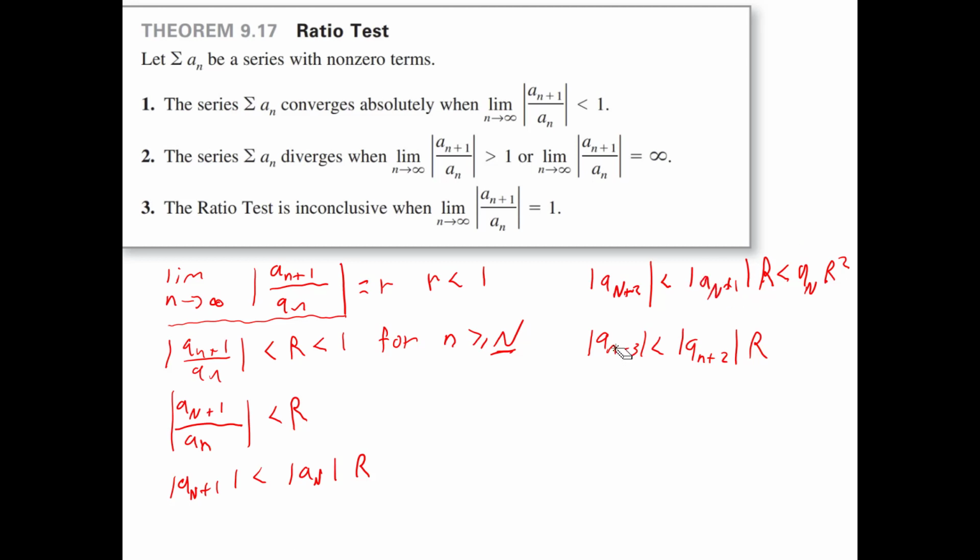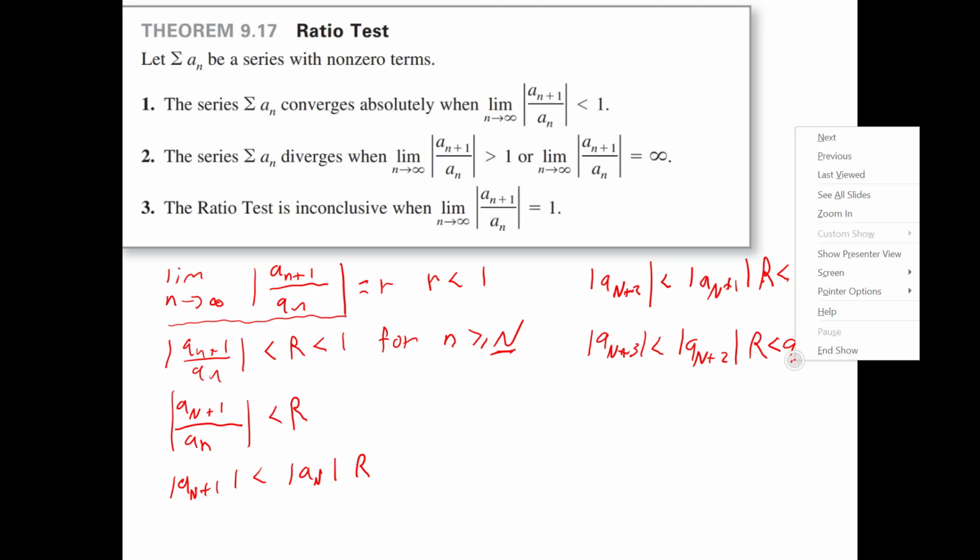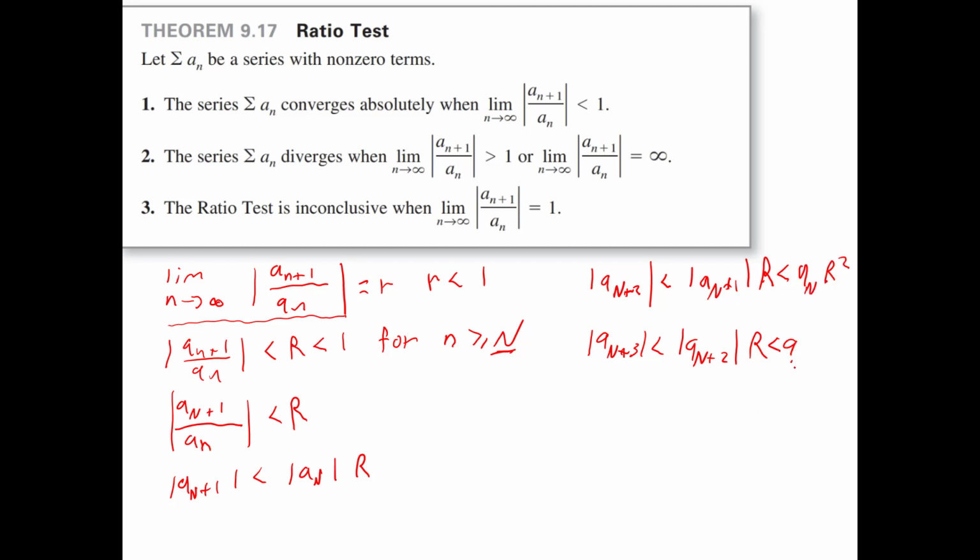And if you go to this inequality right here and multiply both sides of this inequality by r, then you will get that the absolute value of a sub n plus 2 times r is less than the absolute value of a sub n times r cubed.